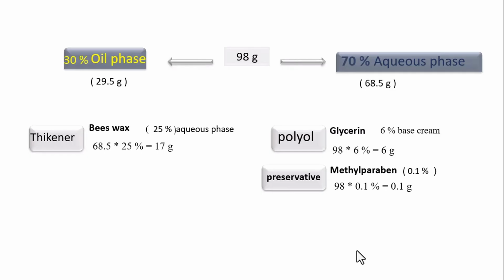The second ingredient in the oil phase is the emulsifier. In this example, we're using cetomacrogol.